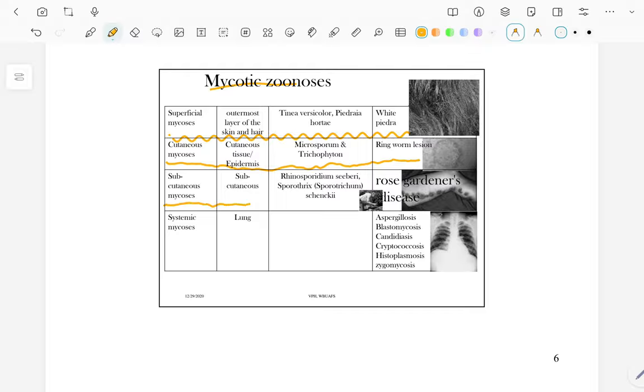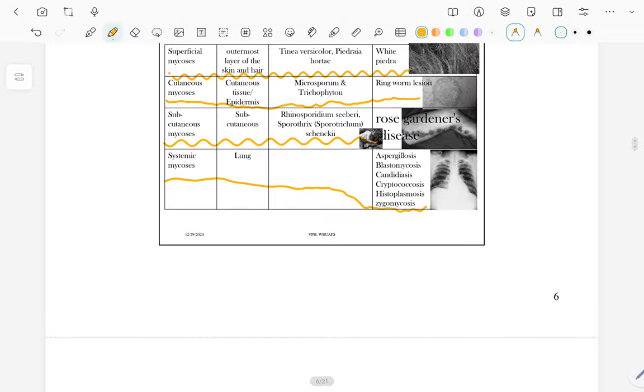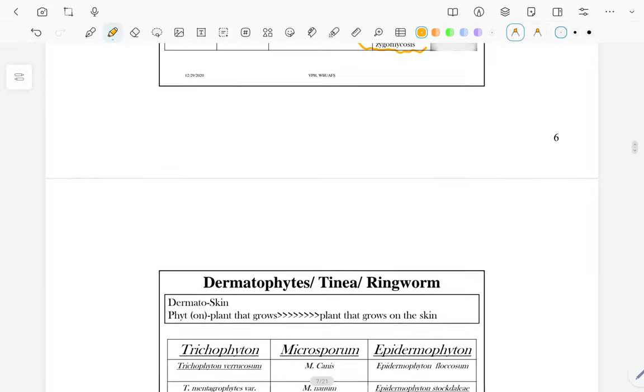Subcutaneous mycosis: Sporothrix schenckii, Sporotrichum, the rose gardener's disease. Systemic mycosis affects the lungs: aspergillosis, blastomycosis, candidiasis, cryptococcosis, histoplasmosis, zygomycosis.